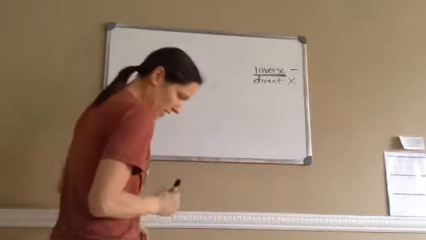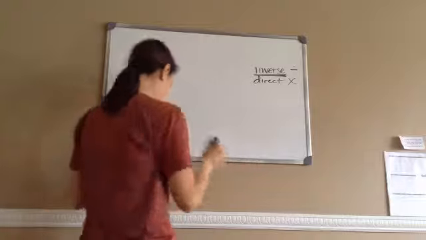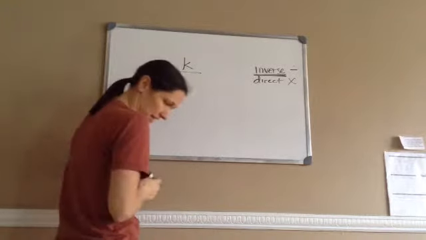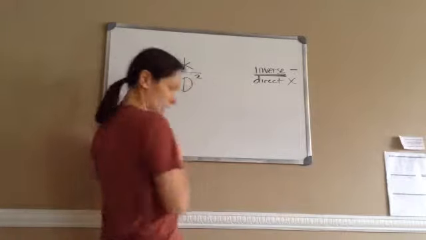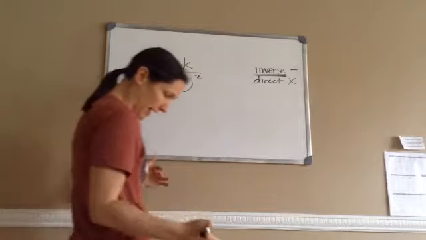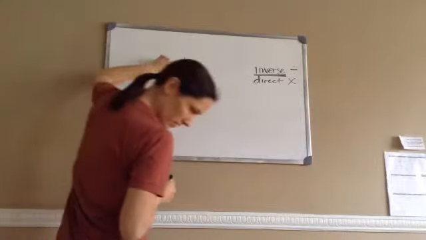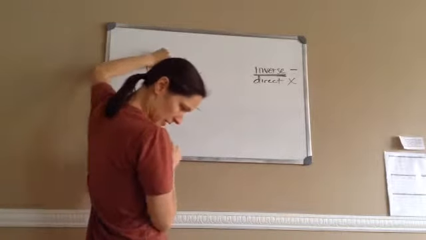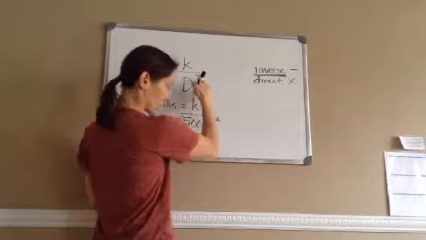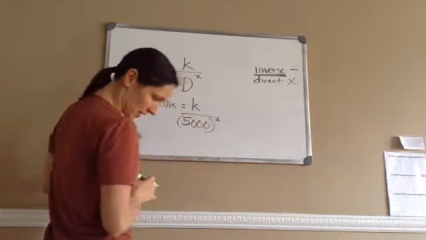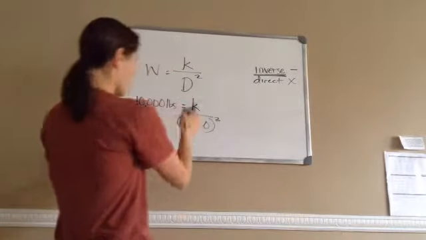Alright, so here we go. The weight of the body on or above the surface of the earth varies inversely. That means we do k on the top divided by. That varies inversely with the square of the distance from the body to the center of the earth. Now, if the body weighs 10,000 pounds, and remember, that's what we're trying to find is K, at a distance of 5,000 miles, remember, squared, from the center of the earth, then it says, how much would it weigh 50,000 miles from the center of the earth? That's our second part of the problem.